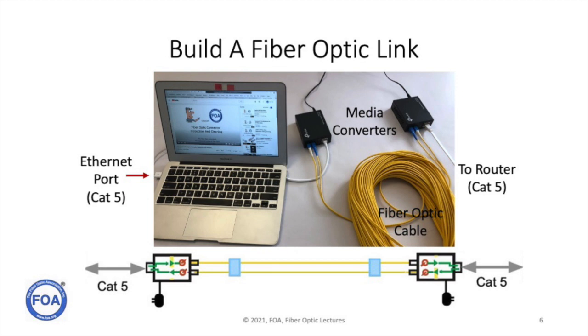So what we have here is a laptop computer with an Ethernet port, and on the far end, a router connected to the internet with a Cat5 Ethernet port also. The Ethernet port on the computer goes to a media converter, where the media converter converts it to single-mode optical fiber, two single-mode optical fibers in this case. Those fibers connect to a remote media converter, which does the media conversion back to the electrical domain and Cat5 for Ethernet.